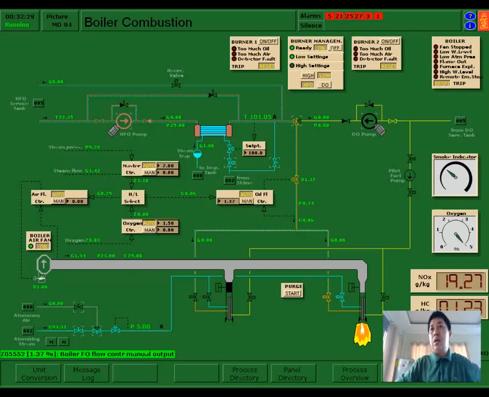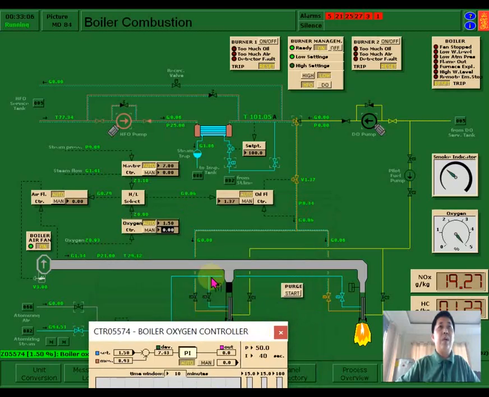So another control is airflow control. So how your supply of air is being controlled in a boiler running in automatic. So in here you have oxygen control or airflow control. This is the same. This is also a PID controller.